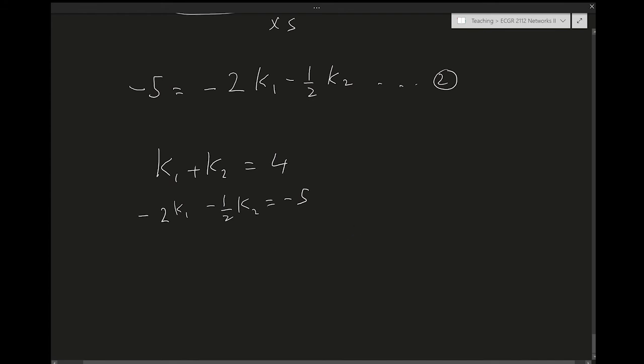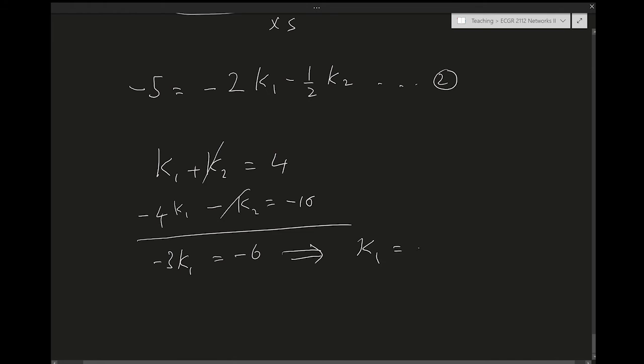So what I can do, because I want to solve this system of equations, let me multiply the second equation by 2. So I end up with minus 10, minus 1, minus 4. This allows me to cancel the K2, right? So the K2 cancels, and I end up with K1 minus 4 K1 becomes minus 3 K1 equals minus 10 plus 4 minus 6. So that tells me K1 needs to be equal to 2.